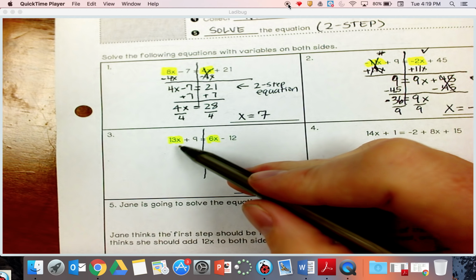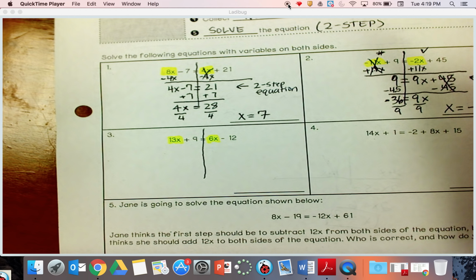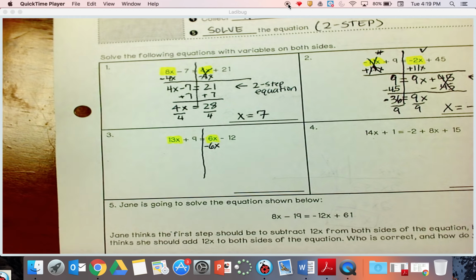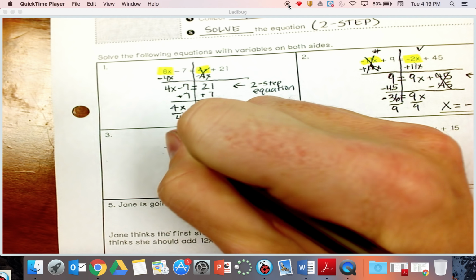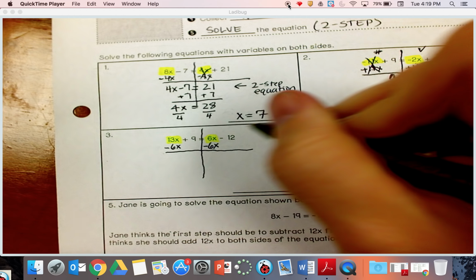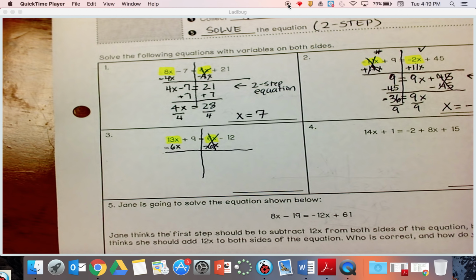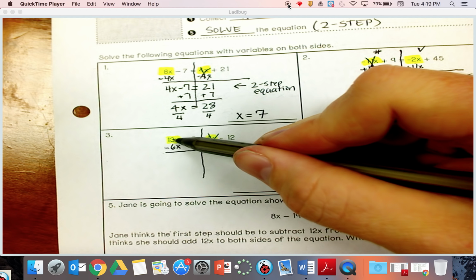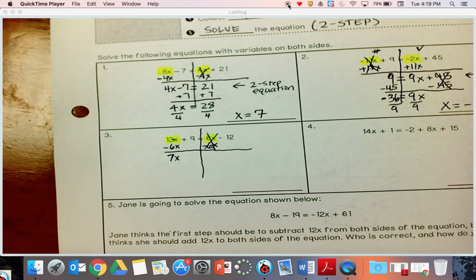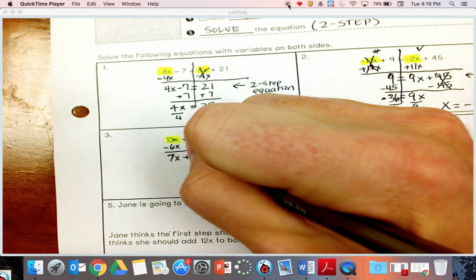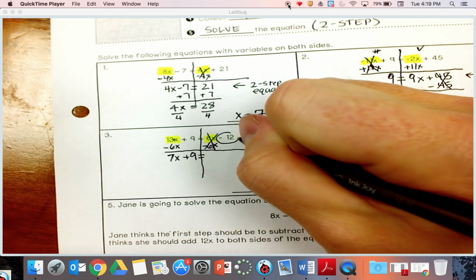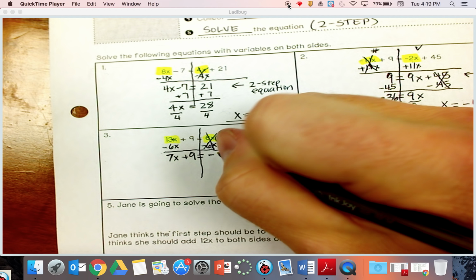If you like, you can move the 13 or you can move the 6. It doesn't matter. But I'm going to move the 6. I'm going to move it over here. So minus 6, minus 6. And so what I'd have, these go away. And all I'm left here with is 13 minus 6, which is 7x plus 9 is equal to, this is a negative 12 right there. See that? A negative 12.